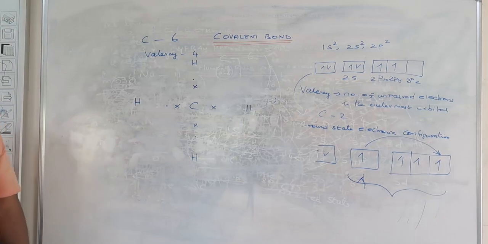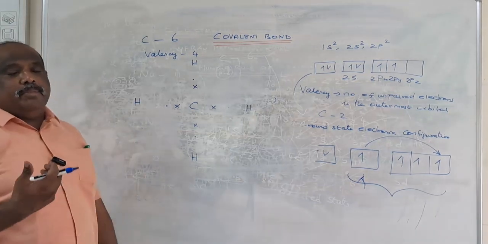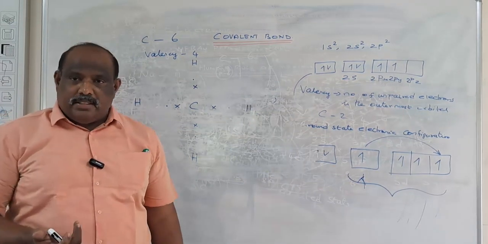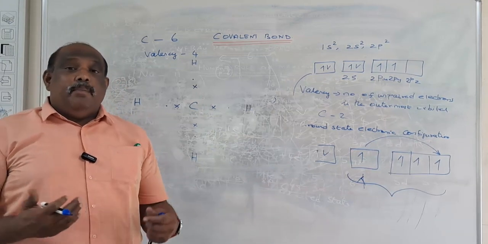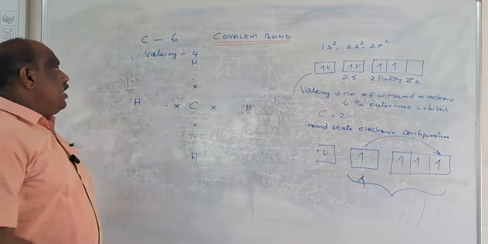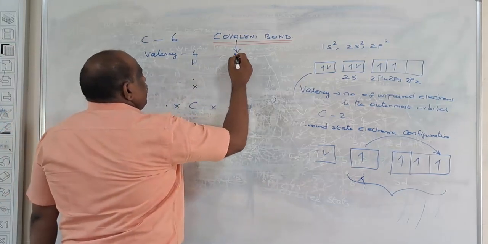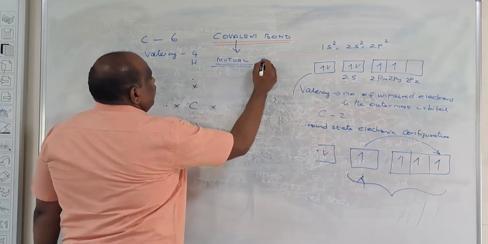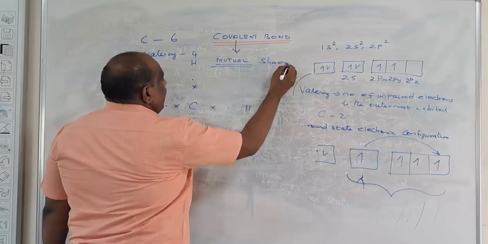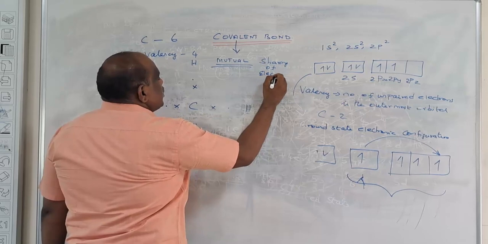Now what is a bond? The ionic bond is nothing but the bond between the ions. A covalent bond is formed by mutual sharing of electrons. So I will now define what a covalent bond is. It is nothing but mutual sharing. The word is very, very important. Mutual sharing of electrons.